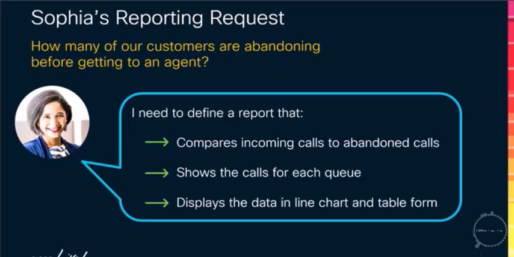So we'll take Sophia's reporting request for our purposes this afternoon, and Sophia wants to see how many customers are abandoning in their contact center versus how many calls are coming into the platform as a whole. So we can see those 3 data points that she wants to see here. She wants to compare those incoming calls to abandoned calls. She wants to see this at a queue level, and then she also wants to see the data displayed in line chart format as well as table form.